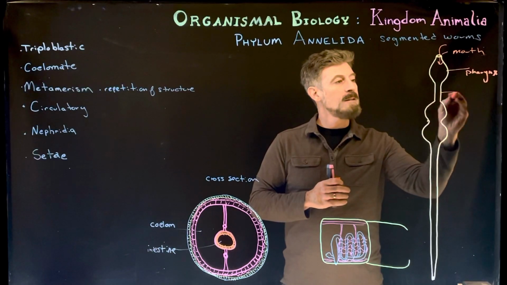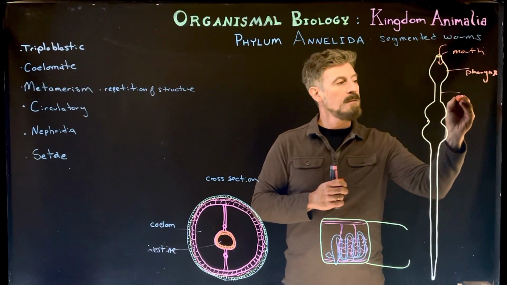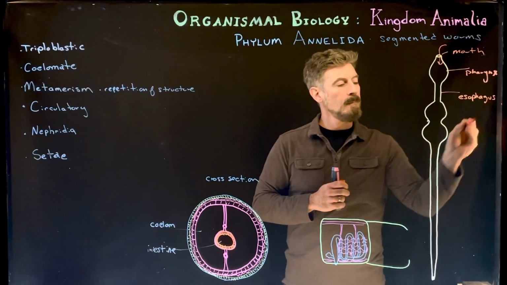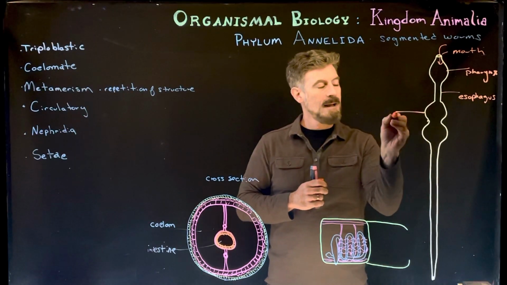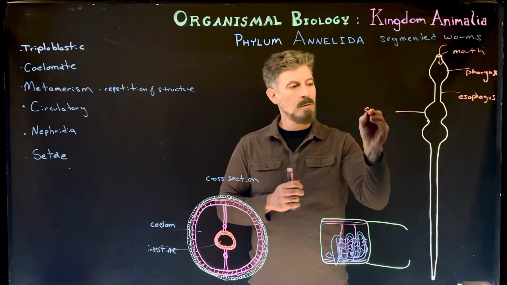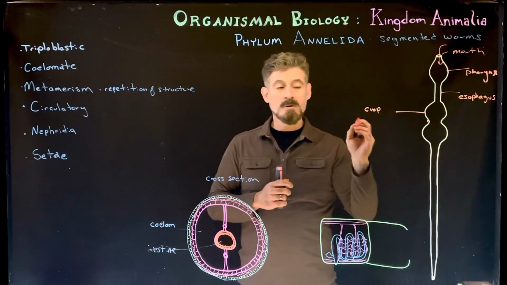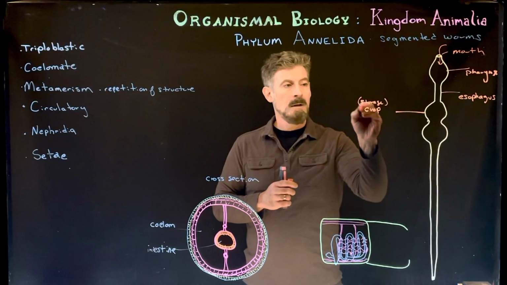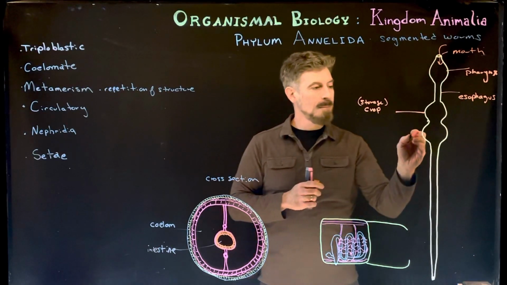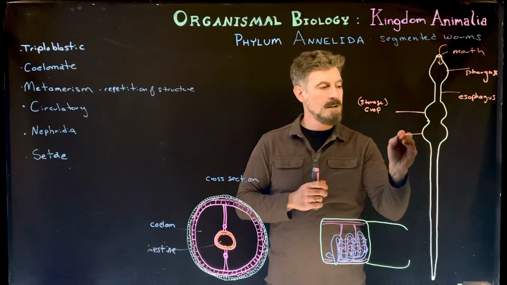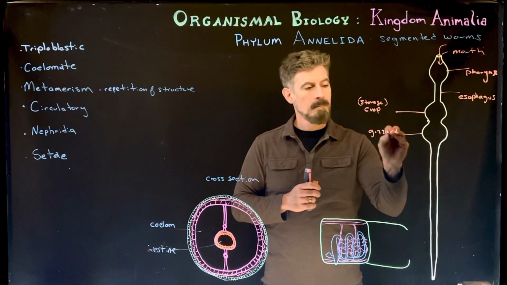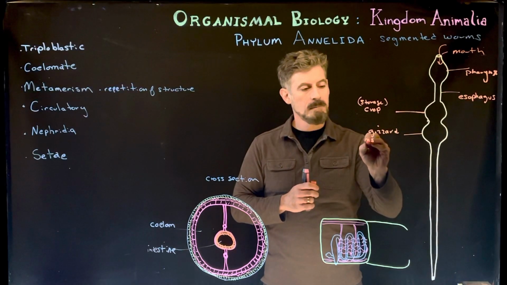Behind the pharynx is a tube, the esophagus. Then, coming next, is a structure called the crop, which is more of a storage structure, because now food slows down a little bit as it goes into this next section here, which is called the gizzard. It's very muscular.